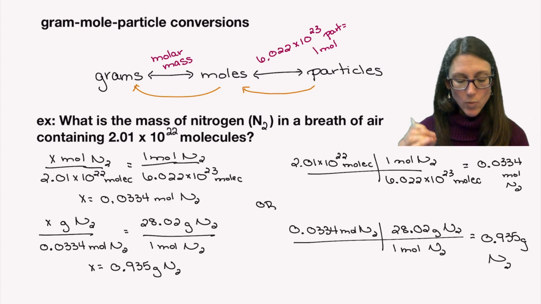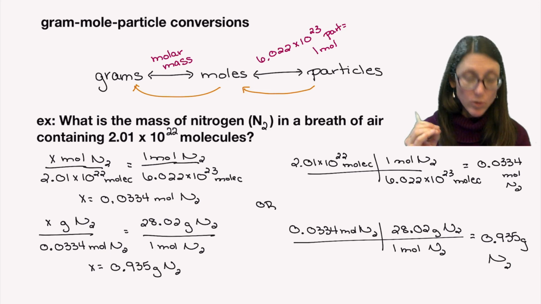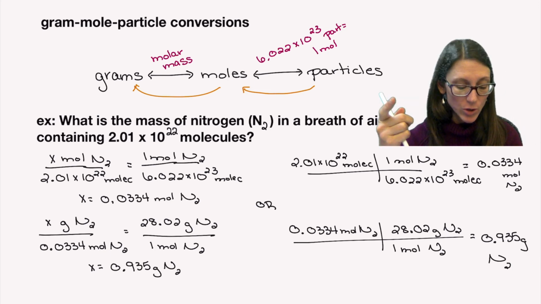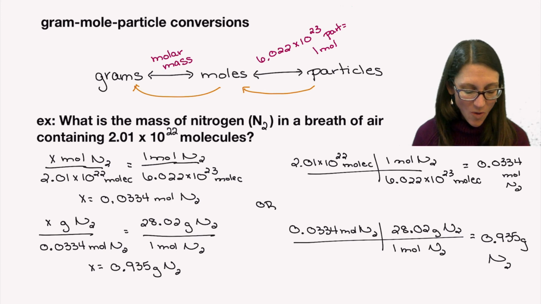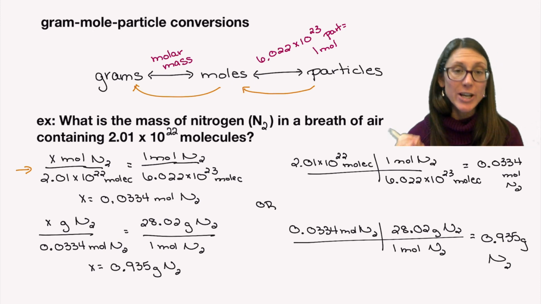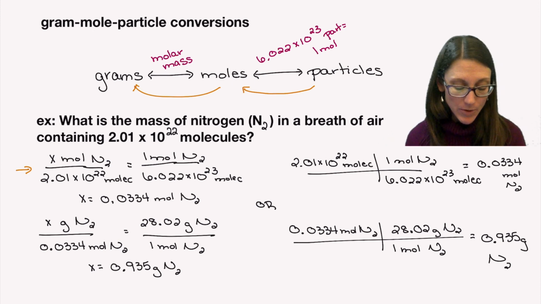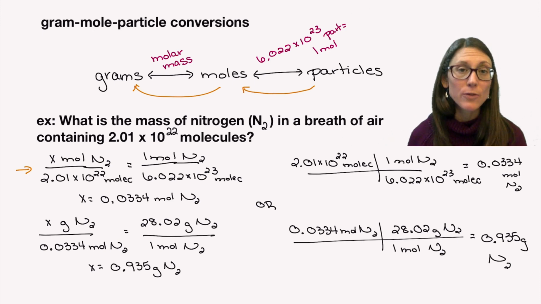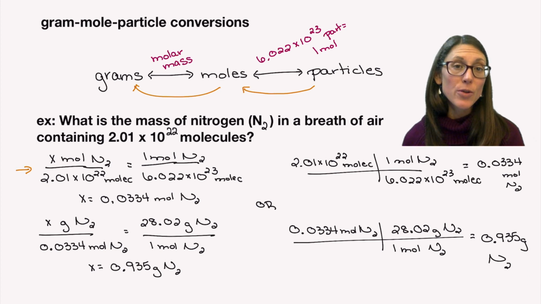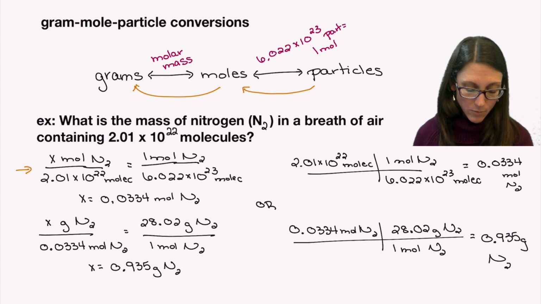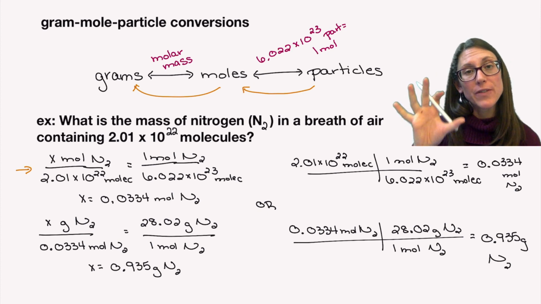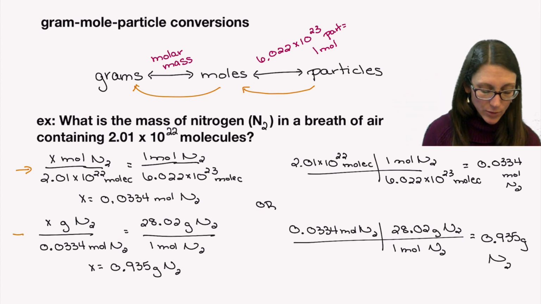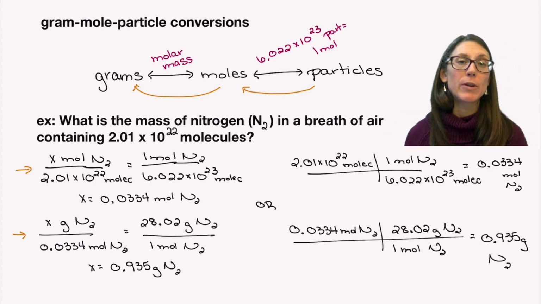So in this case, we have started with 2.01 times 10 to the 22nd molecules, and we're trying to first figure out how many moles there are. And so I took the value 6.022 times 10 to the 23rd, Avogadro's number, and used that as my relationship to convert to moles, and got 0.0334 moles of N2. And then I took that number of moles of N2 and I used that to convert to grams using the molar mass from the periodic table.